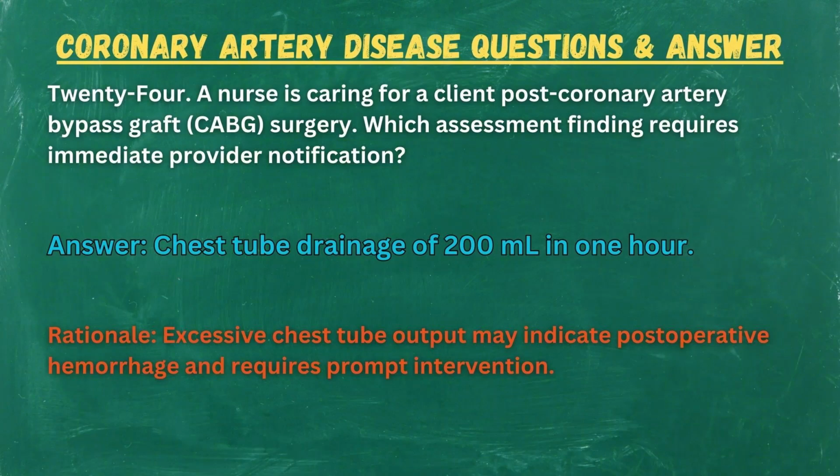24. A nurse is caring for a client post-coronary artery bypass graft, CABG surgery. Which assessment finding requires immediate provider notification? Answer: chest tube drainage of 200 milliliters in 1 hour. Rationale: excessive chest tube output may indicate postoperative hemorrhage and requires prompt intervention.